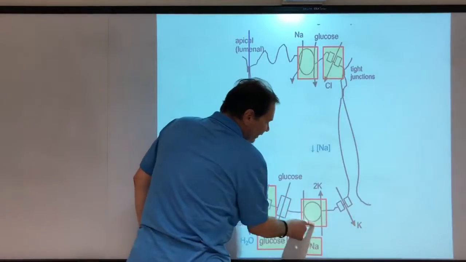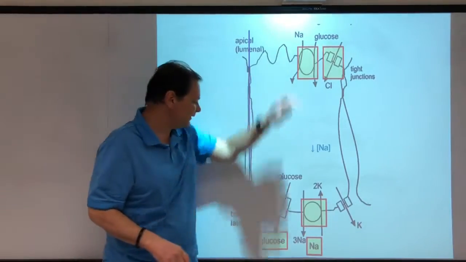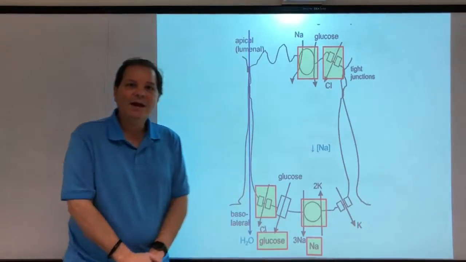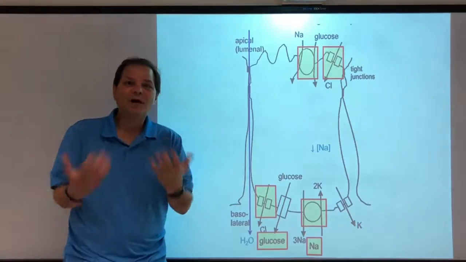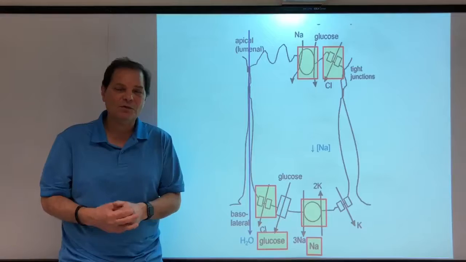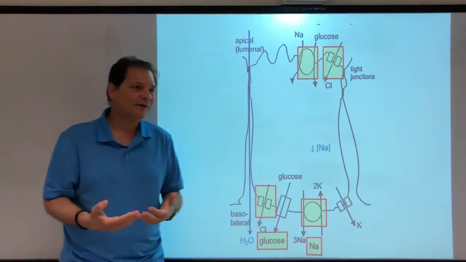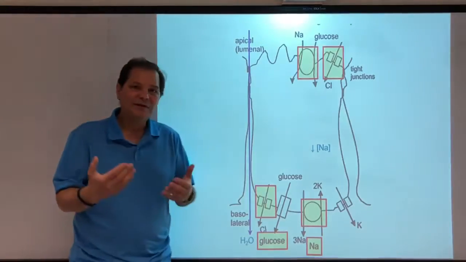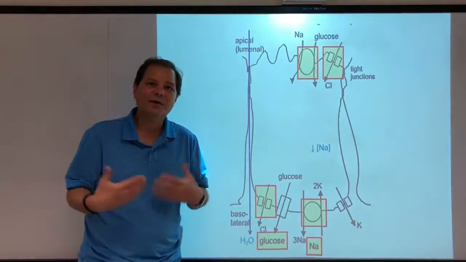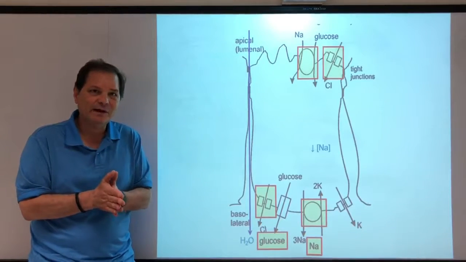If I move a sodium across this membrane, that's moving 1 positive charge from here to here, okay? And if I move a positive charge, I have to move a negative charge with it in order to maintain electron neutrality, okay? So that's a very good general rule. That's something that always happens when you have transport across an epithelial layer. You have to maintain electron neutrality.